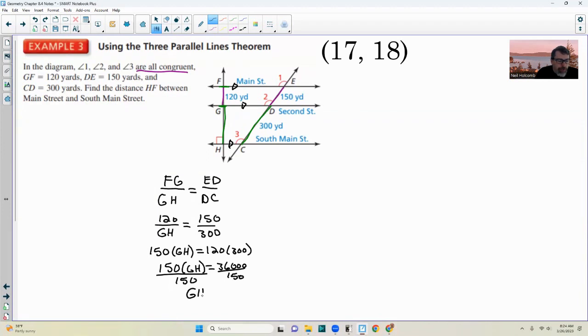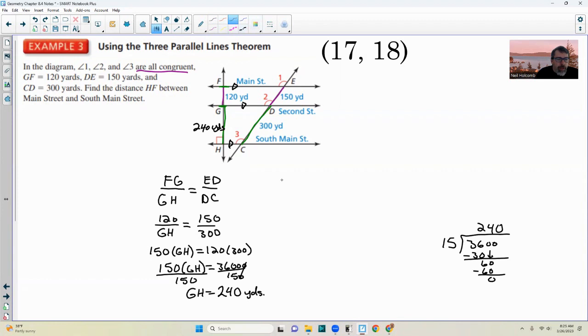And I get GH equals, get rid of these zeros, and I don't want to use my calculator. 15, do it old school, 3600. 15 will go into 36 twice and give me 30. Subtract, 6, bring down this 0. 15 times 4 is 60. And there's another 0, so it's 240. So GH is 240 yards. Okay, so that's GH, 240 yards. The question says, what's HF?